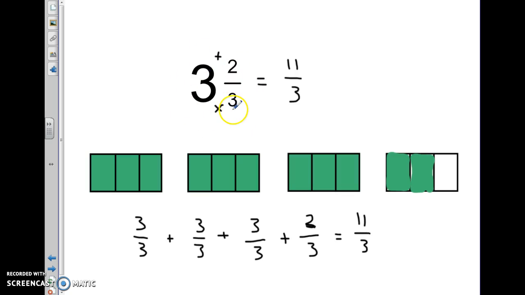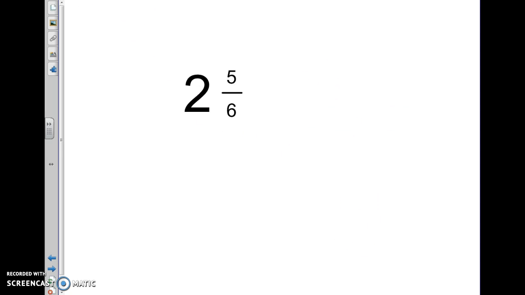But to show you, you multiply the denominator by the whole number. So 3 times 3 is 9. You add the numerator, 2. 9 plus 2 is 11. So any of those ways works. Why don't you go ahead and give this one a shot? So solve for 2 and 5/6 as an improper fraction.